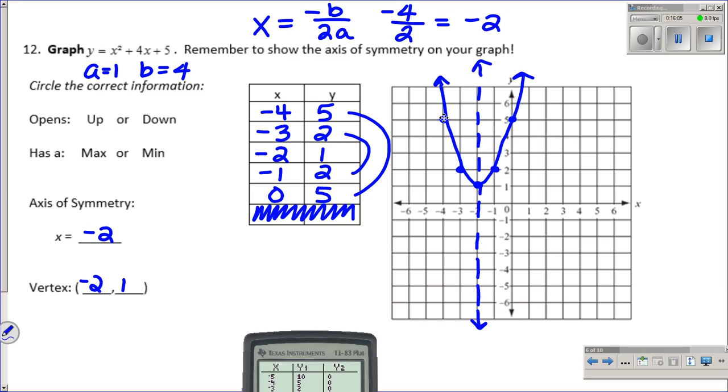The other thing it asks is, does this open up or down? You should say that the graph is opening upwards and your vertex is at the bottom of the graph, so it is a minimum. This one does not ask for solutions or roots, but if they did ask for the zeros or the roots, you would say no solution, because notice the parabola does not intersect the x-axis.